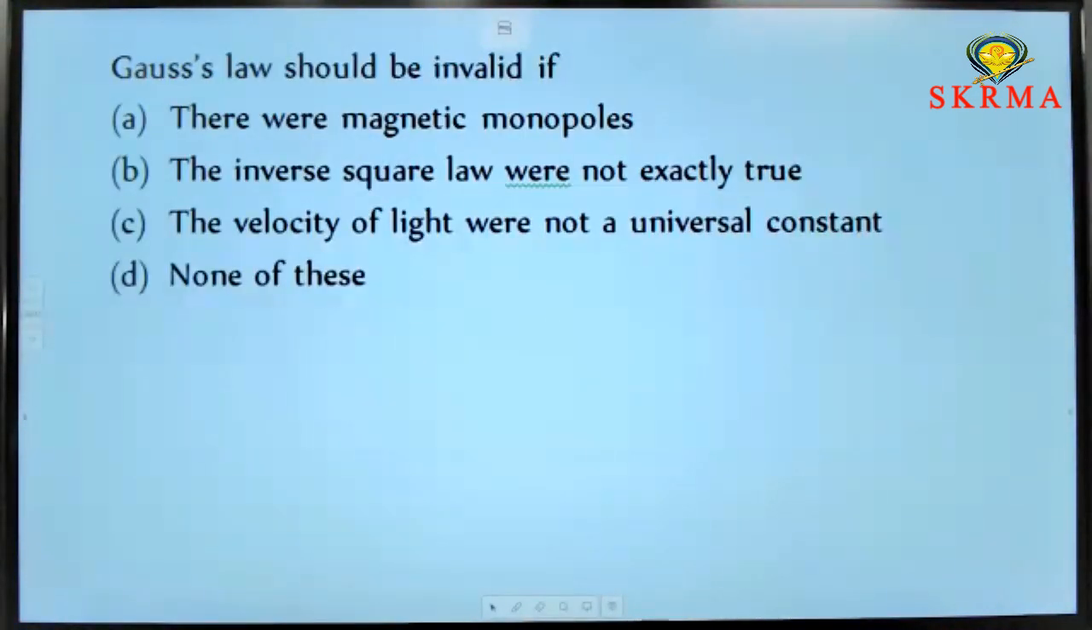Next question. Gauss law should be invalid if there were magnetic monopoles, the inverse square law were not exactly true, the velocity of light were not a universal constant, or none of these. What is the correct option for this? Option B is the correct one. The inverse square law is not exactly true. If the inverse square law is not valid, then Gauss law is also not valid. Gauss law is not valid when the inverse square law is not valid at that location.